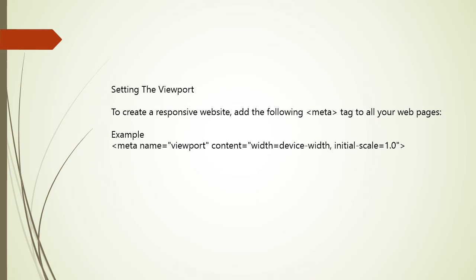Consider setting the viewport. To create a responsive website, add the following meta tag to all your web pages. For example, meta name="viewport" content="width=device-width, initial-scale=1.0". This will set the viewport of your page, which will give the browser instructions on how to control the page dimensions and scaling.